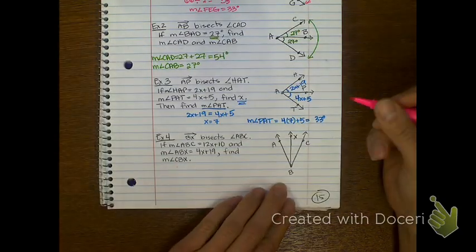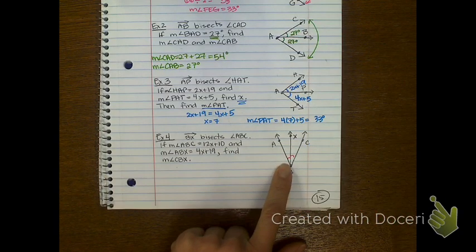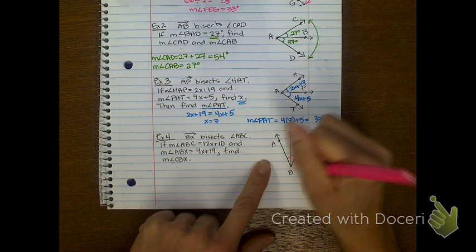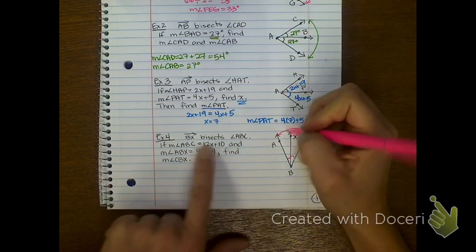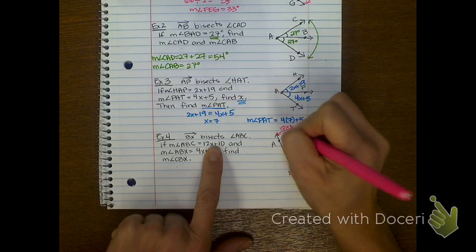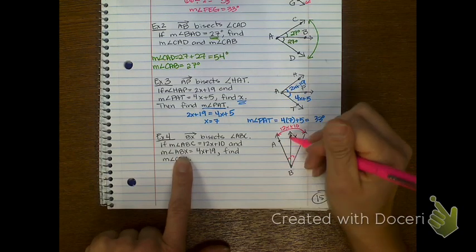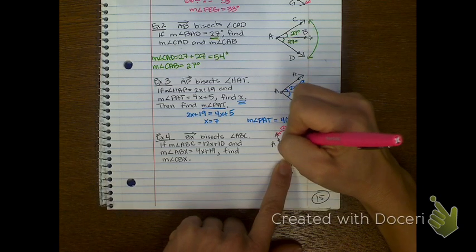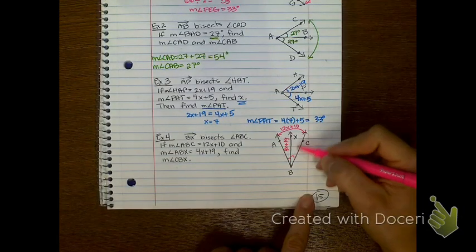If BX is the bisector, that means these two angles are congruent. It told us the measure of angle ABC, which is the whole thing. So the whole thing is 12x plus 10. And ABX, this part right here, is going to be 4x plus 19. It wants us to find CBX, which is this one over here.